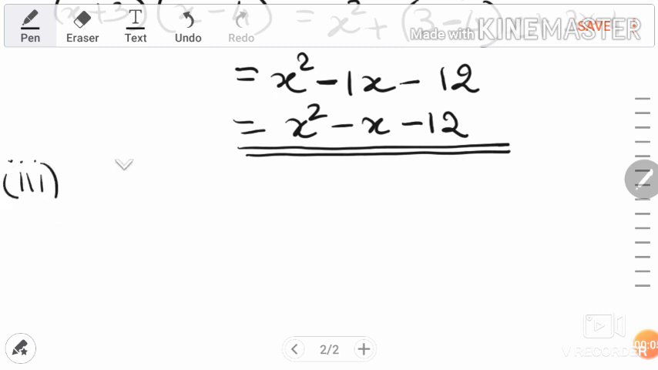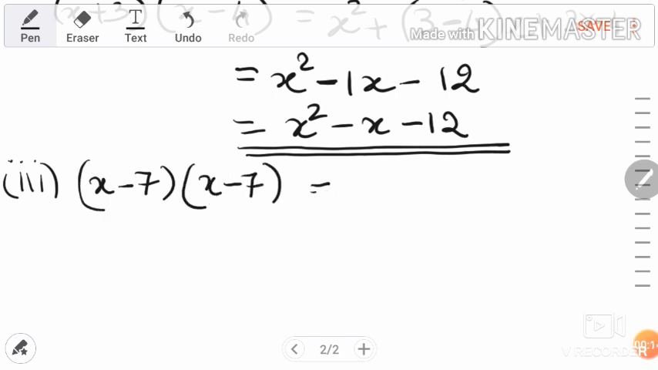Third example, find (x - 7)(x - 7). This is the same as (x - 7) the whole square. Numbers in the brackets are the same, so we can write it as (x - 7) the whole square.